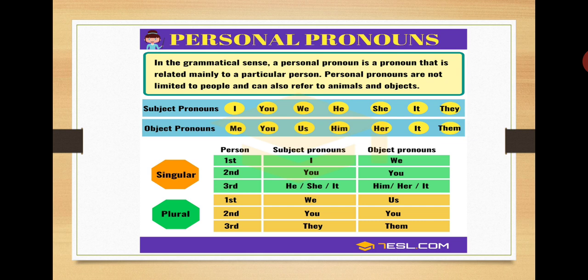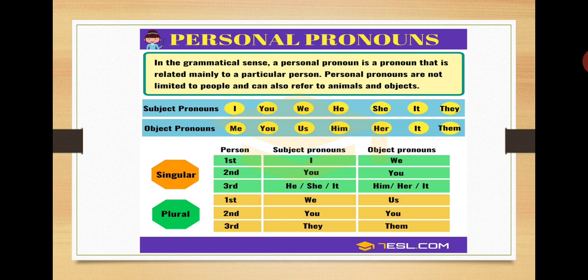Now the kinds of pronouns. In your grammar, there are 8 types of pronouns. So the first one is your personal pronouns. Now personal pronouns stand for 3 persons: the first person, the second person and the third person.